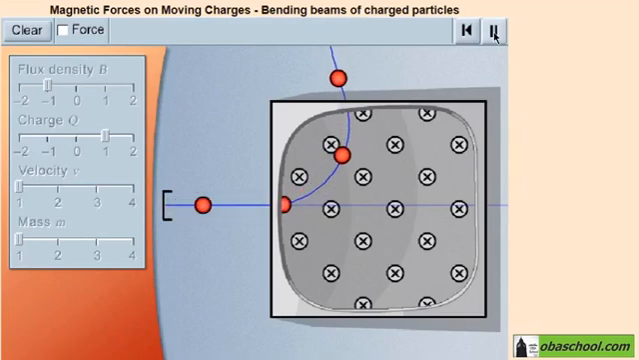Select force to show the direction of the force on the particles. You will see that the force only acts when the particles are in a magnetic field, and it's always perpendicular to the track of the particles. The effect of this force is to make the particles follow a circular path.